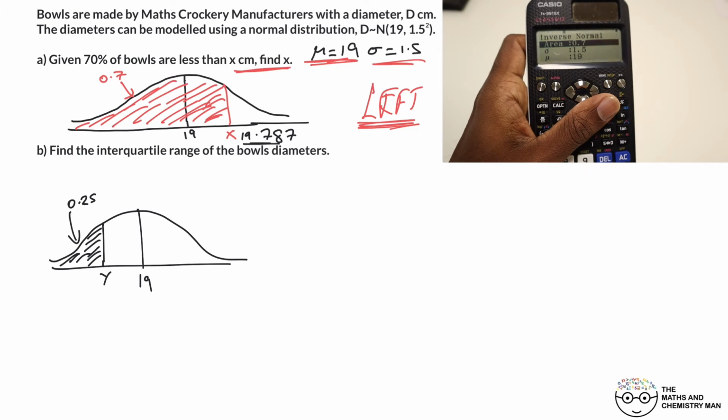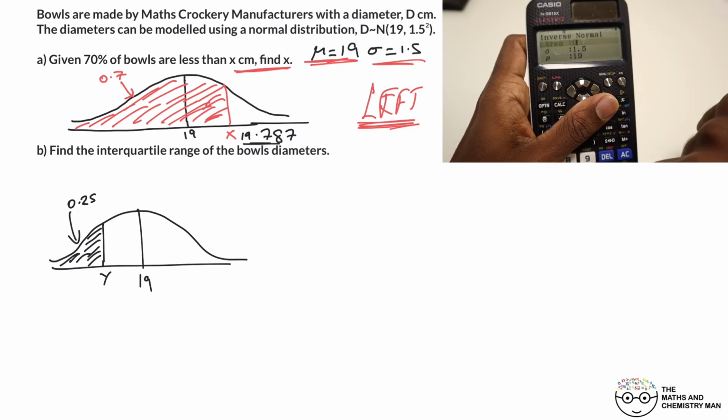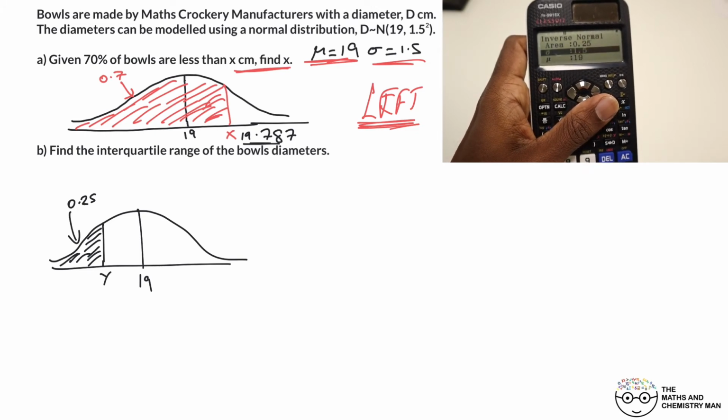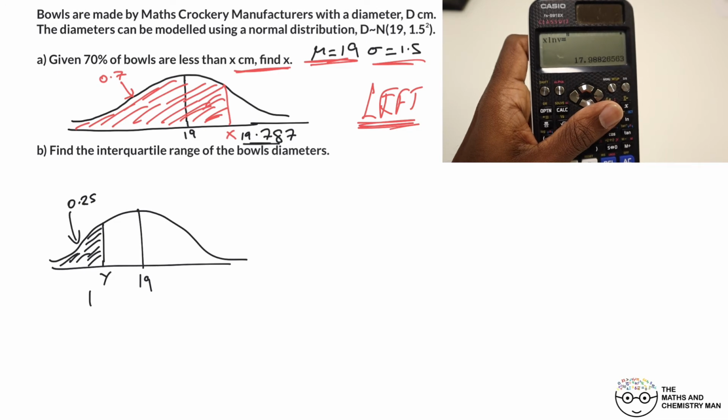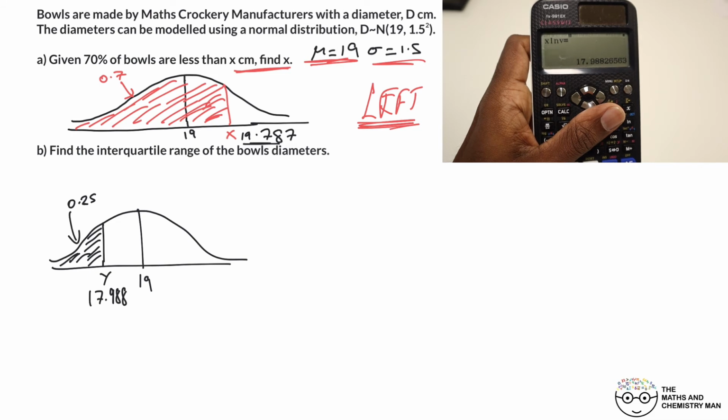And so we just need to stick with our inverse normal and we'll put 0.25 as the area this time. Our mean and standard deviation remain exactly the same. So I'll say equals there, and that gives me my lower quartile as 17.988. That's perfect. And now the upper quartile, so one more sketch.